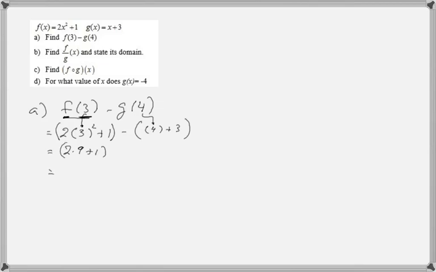2 times 9 is 18, and 18 plus 1 is 19. The right-hand side, 4 plus 3 is 7. And then 19 minus 7 is 12.